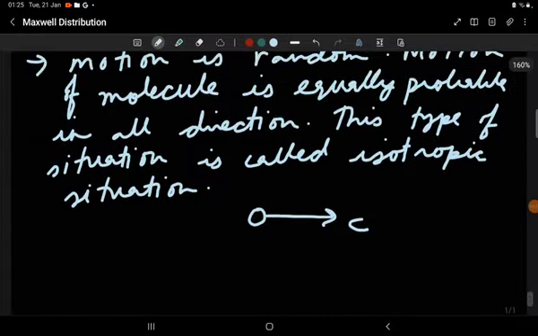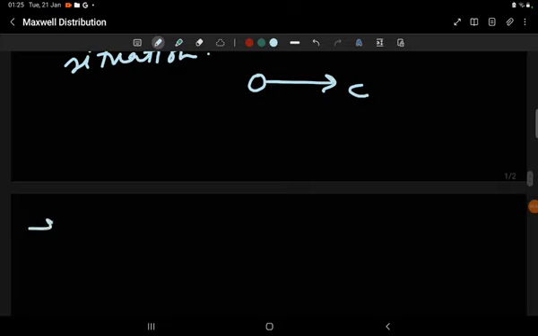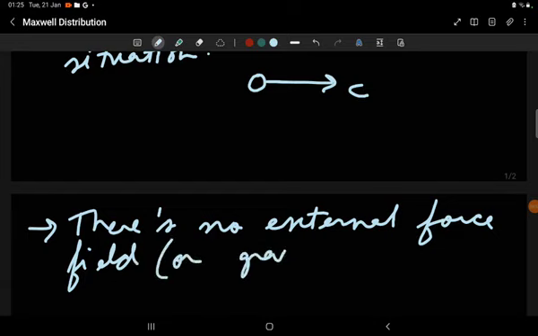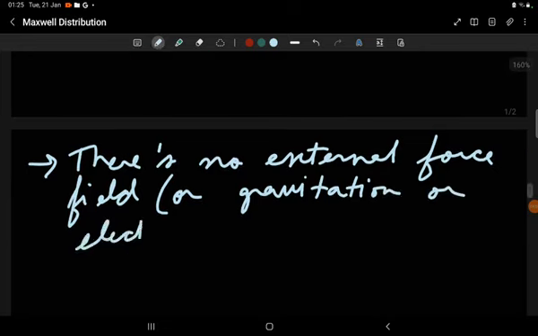Thirdly, there is a third assumption which is very important: there is no external force field, like gravitation. Gravitation may be completely neglected, or electrostatic forces. In fact, there is no attraction and repulsion between the molecules in the perfectly ideal gaseous state. No electrostatic forces.